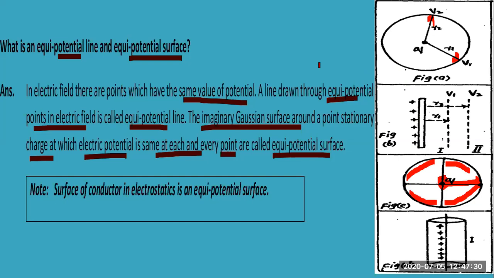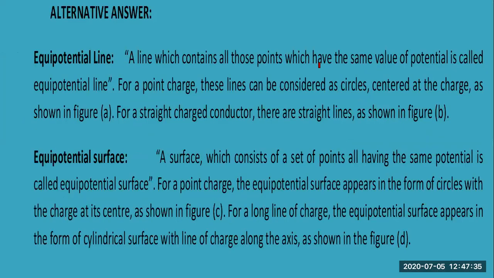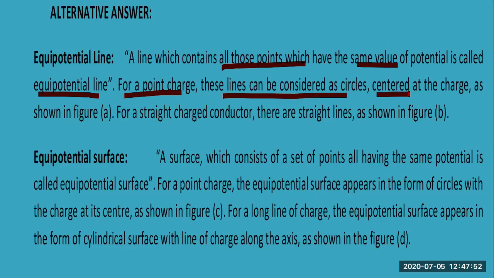You will come to know that these are at the same distance, so that's why they have the same value of the potential. Another alternative answer is that a line which contains all the points which have the same value of potential is called a potential line. For example, for a point charge, these lines can be considered as circles centered at the charge, which we have seen previously. For a straight charged conductor, these are straight lines, as we have seen in the previous one.